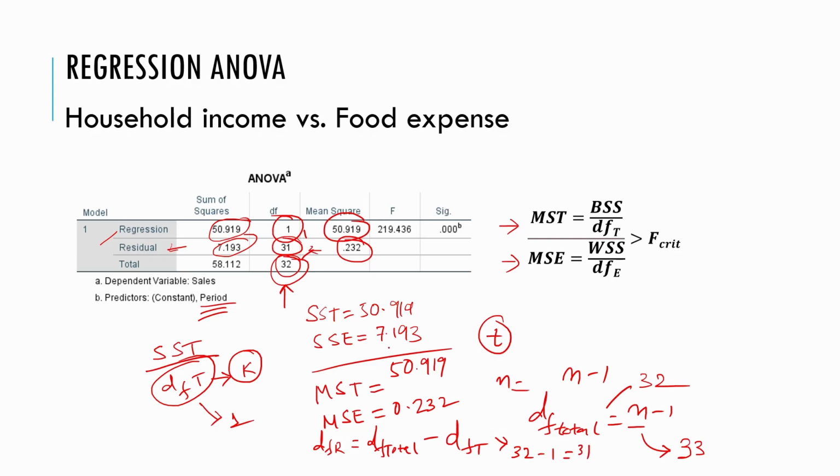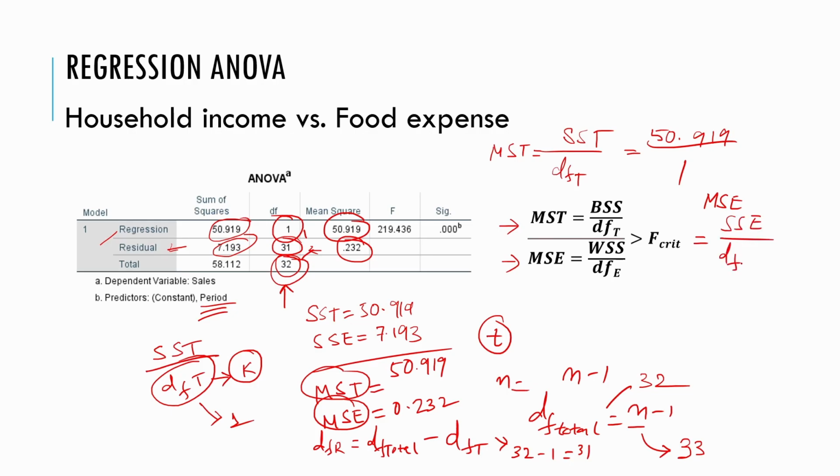This is your 31. And how have they calculated MST and MSE? They have simply divided SST by the degrees of freedom of treatment. That is 50.919 divided by 1. That is 50.919. This is MST. And what is MSE? MSE is the sum of squares of errors divided by the degrees of freedom of errors. That is residuals, that is 7.193. That means this one, divided by 31. If you do this, it will be 0.232, which is written here.